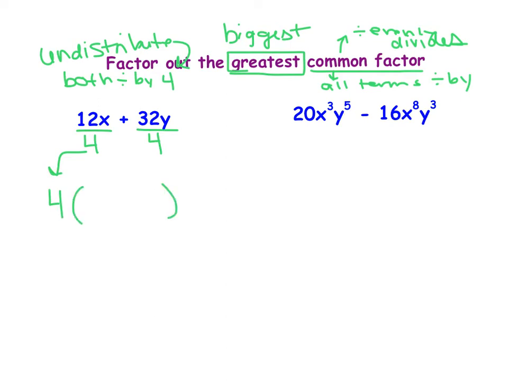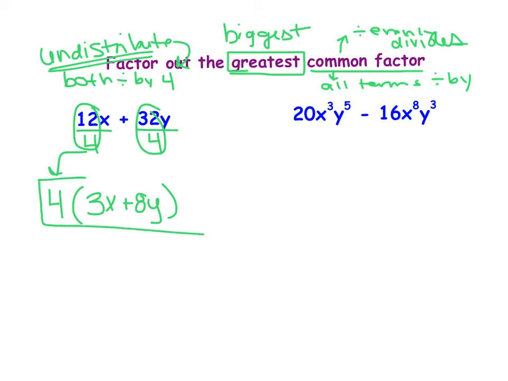Now when I think about this, if I'm going to undistribute the 4, I need to take 12 divided by 4, which is 3. And then I leave my x tacked on. And then I take 32 divided by 4, which is 8, and leave my y there. So by factoring out the greatest common factor, by undistributing that greatest common factor, I'm able to rewrite this expression in a different way.